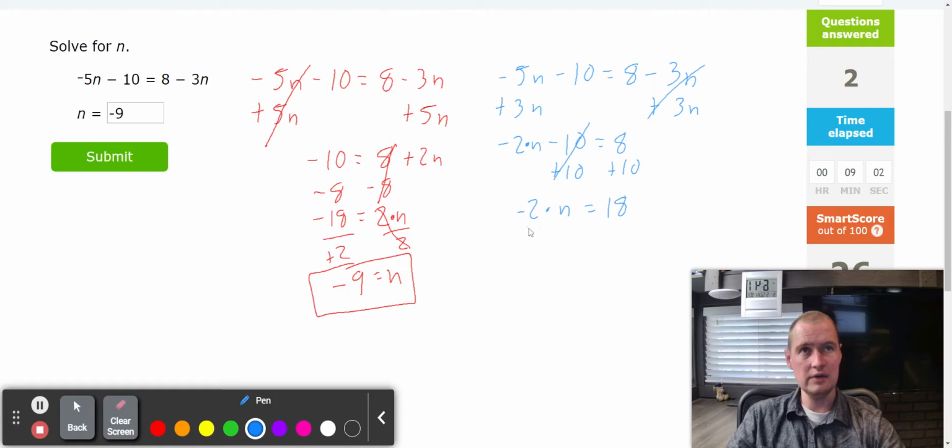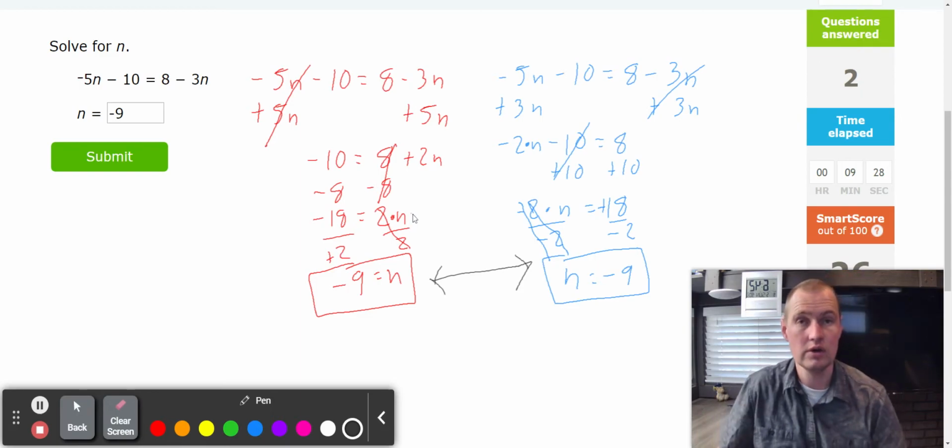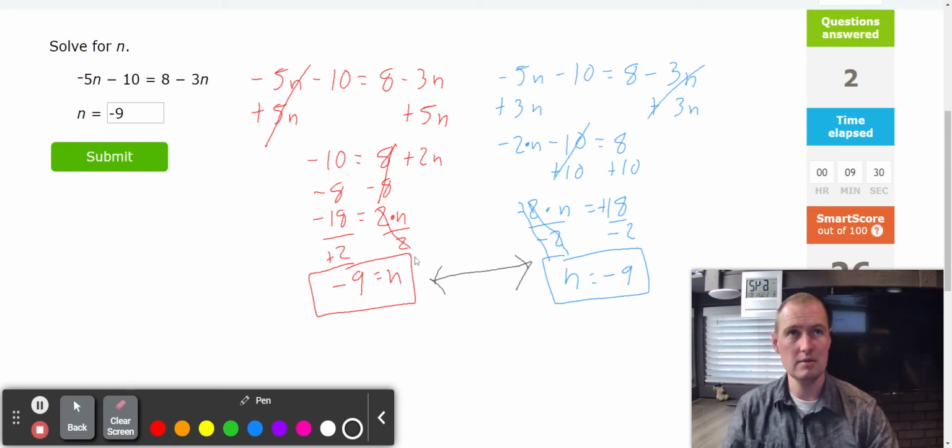Last step to get n by itself is I need to divide both sides by negative 2. So the negatives cancel out, the 2's cancel out. n equals a positive 18 divided by a negative is a negative, and 18 divided by 2 is 9. So notice here that it doesn't matter which variable you start with. You can start on the left side or the right side. It's going to come out the same no matter what.